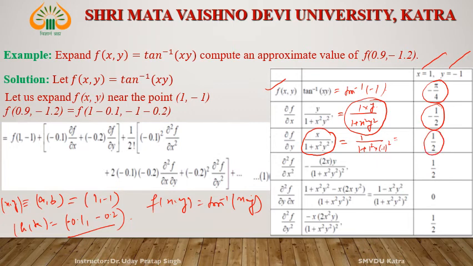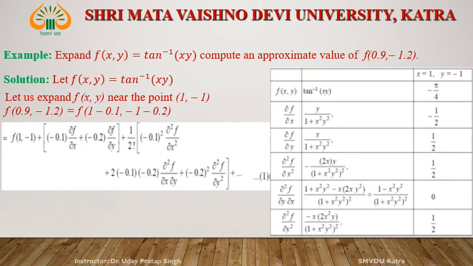Okay. Now dou 2f by dou x2. Again differentiating dou f by dou x, this thing, with respect to x, we got this term. And evaluating this term at the point 1 and minus 1, right? We got 1 by 2. Similarly, dou 2f by dou y dou x, or dou 2f by dou x dou y. First you have to differentiate this. We have to differentiate dou 2f by dou y dou x, means this thing, with respect to y.